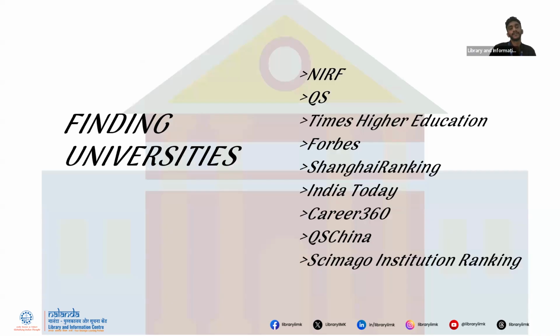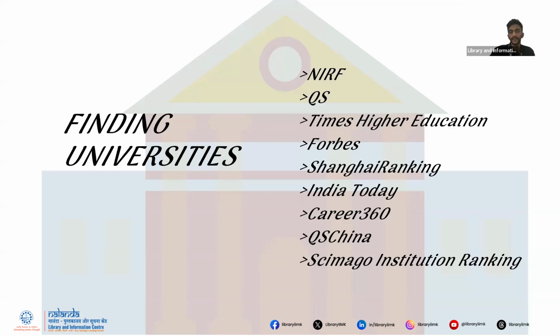The next one is finding a university. These are the platforms where you can get an idea about the top universities in a particular domain. NIRF is an initiative by the Ministry of Education, Indian government, which usually releases rankings on a year-to-year basis. So this is one way.